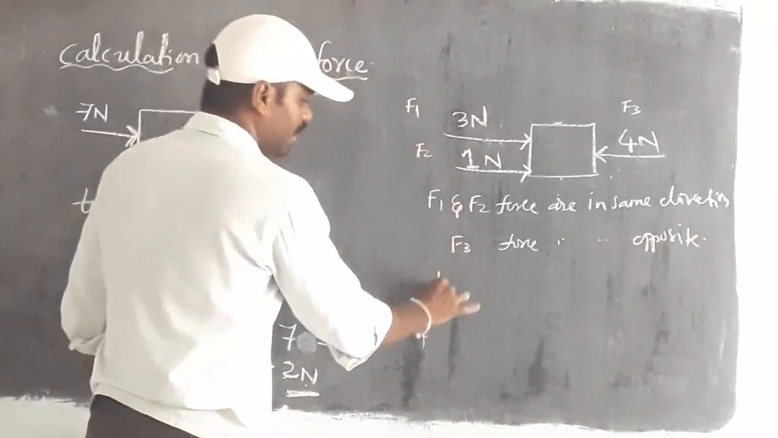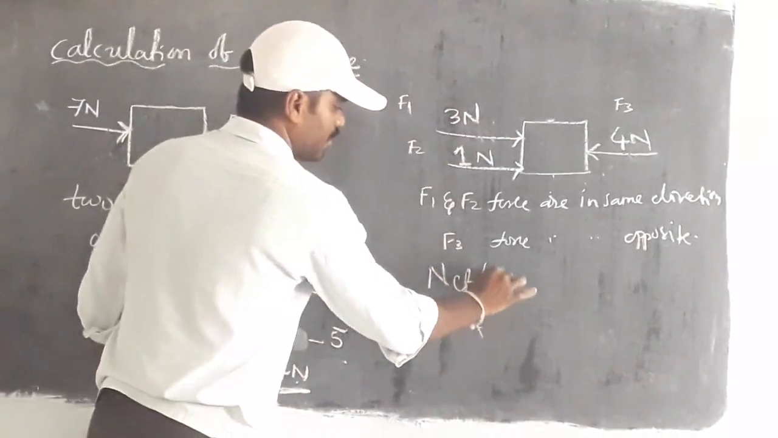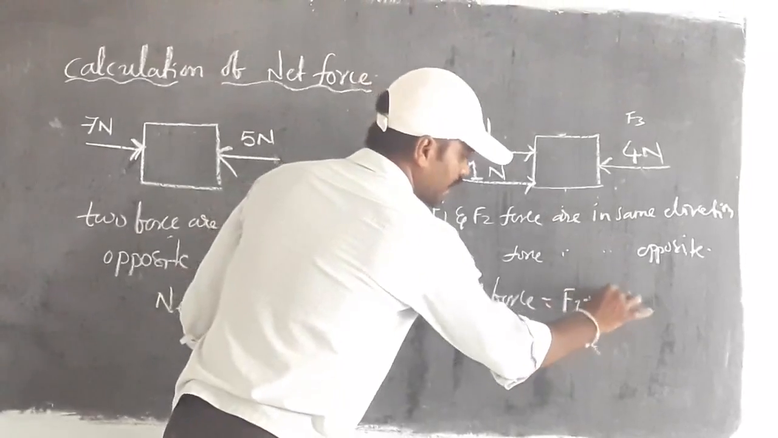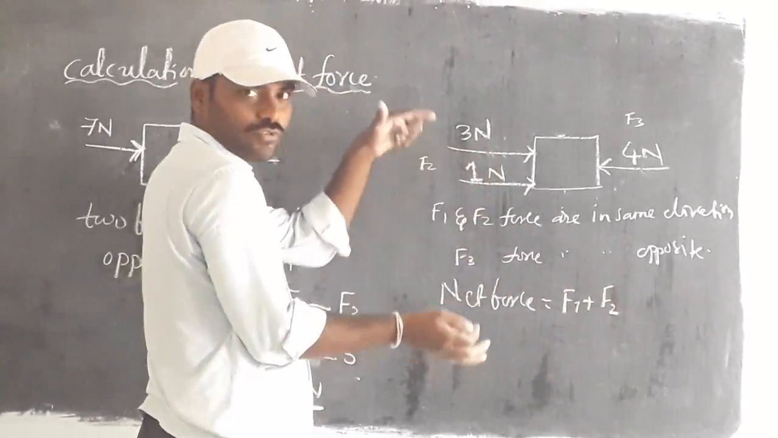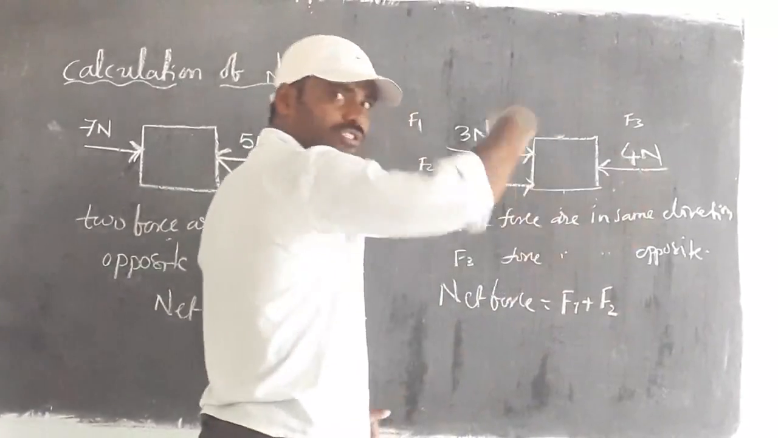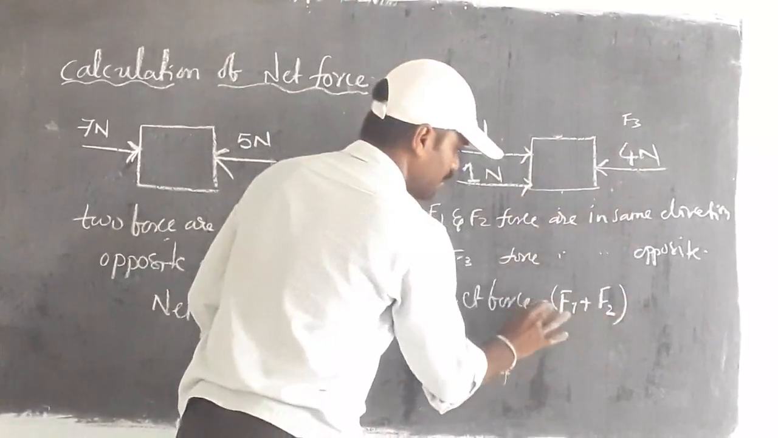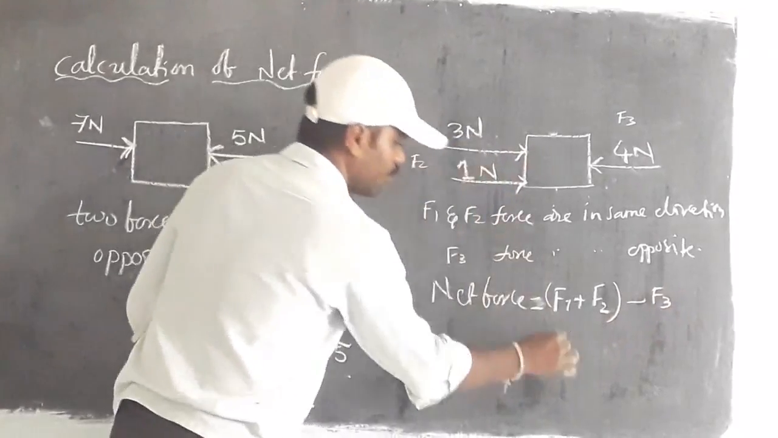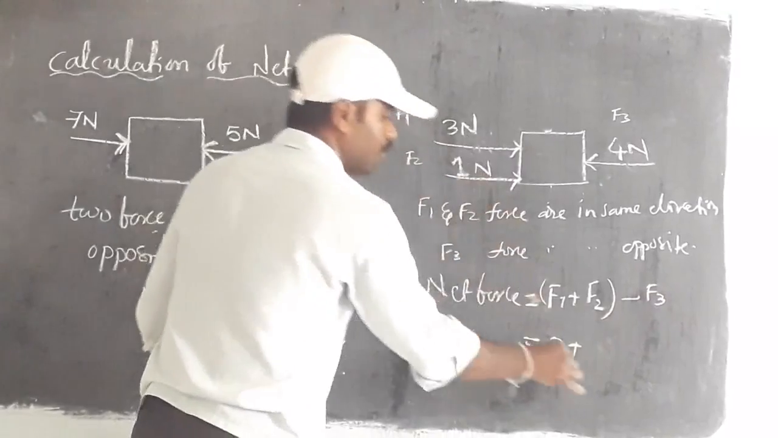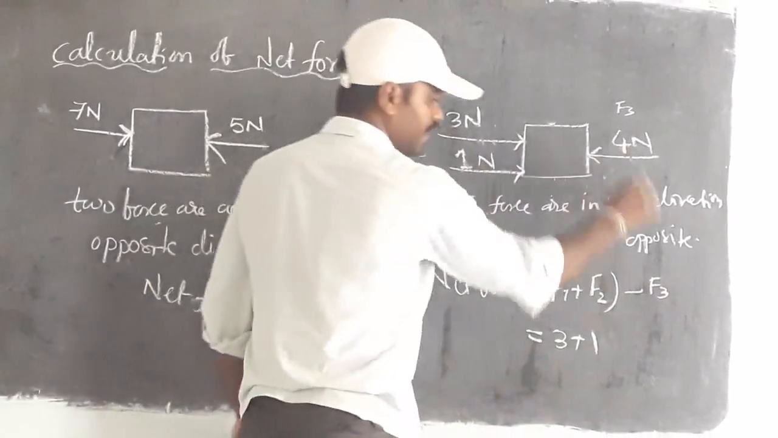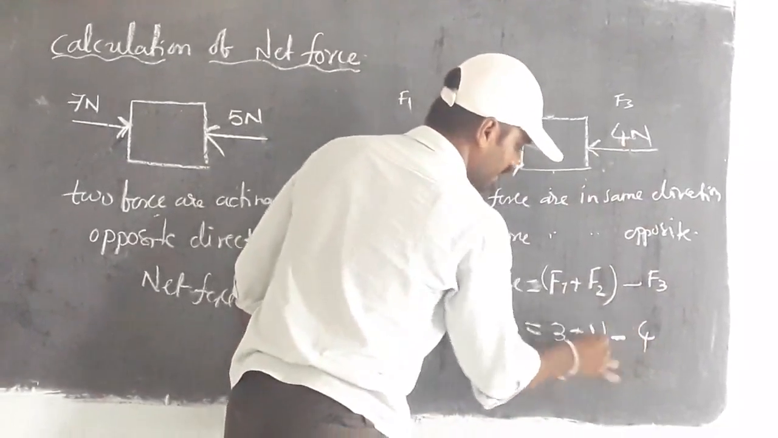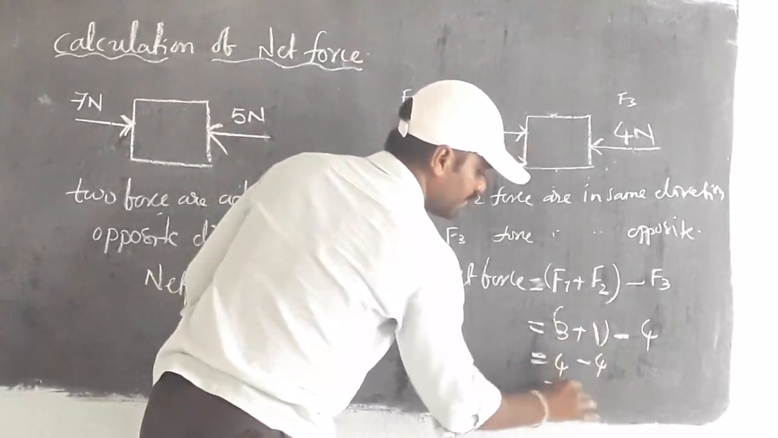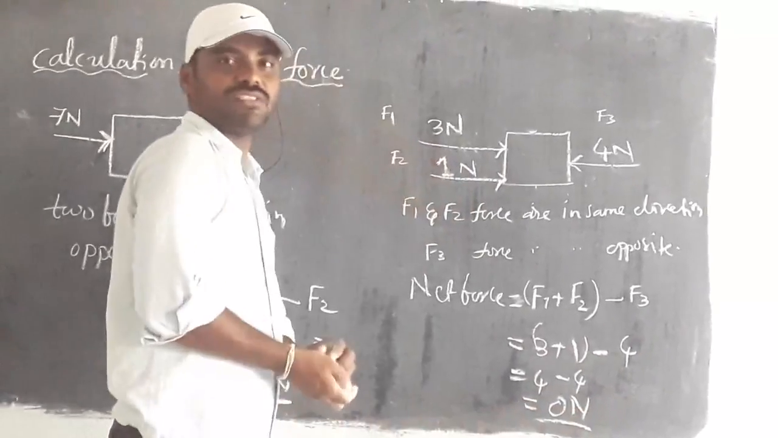Then what is the value of the net force? The net force value is F1 plus F2. These two forces you have to add, and this one you have to subtract: minus F3. Here F1 value is how much? 3. F2 is how much? 1. And F3 how much? 4. So 3 plus 1 is 4, minus 4, equal to 0. Means the net force value is 0.